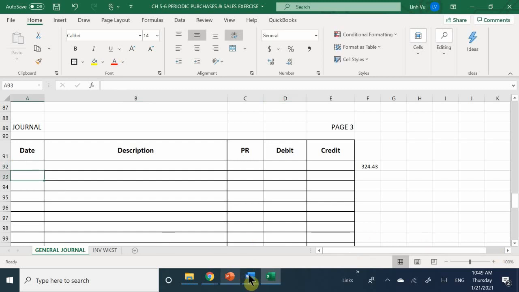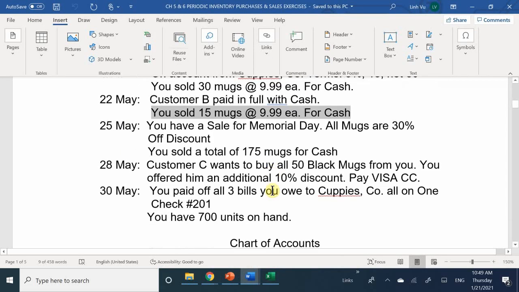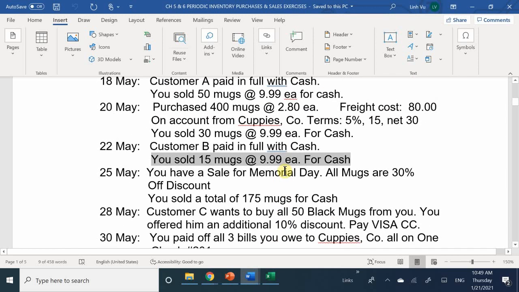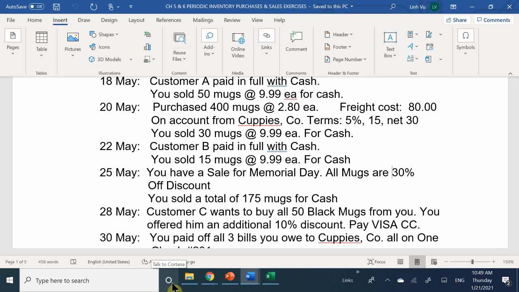Now let's go ahead and take a look at the next section here. So then on May 25th, you have a sale for Memorial Day. All mugs are 30% off, and you sold a total of 175 mugs for cash. So how are you going to do this one? We have a store-wide sale for Memorial Day, and all mugs are discounted at 30%.